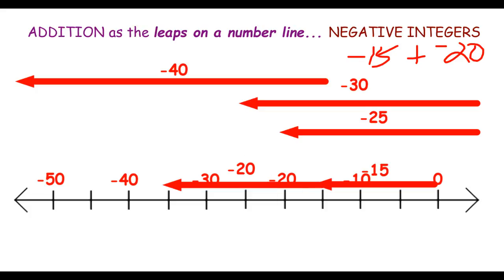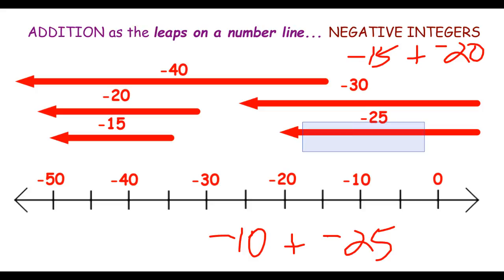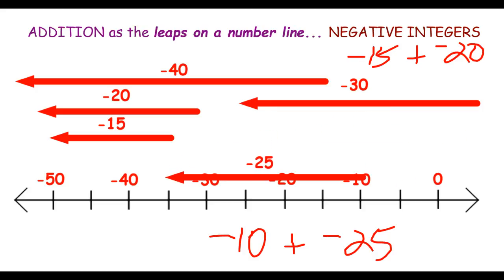Let's try one more example here. We'll say negative 10 plus negative 25. If we start at negative 10 and then move 25 in the negative direction, we're going to end up a total distance of 10 plus 25, or 35 away from 0 on the number line, except in the negative direction. And so much like positive integers, when we're adding positive numbers, we're adding their absolute values together because we're getting farther and farther from 0. The same thing is true with negative numbers.